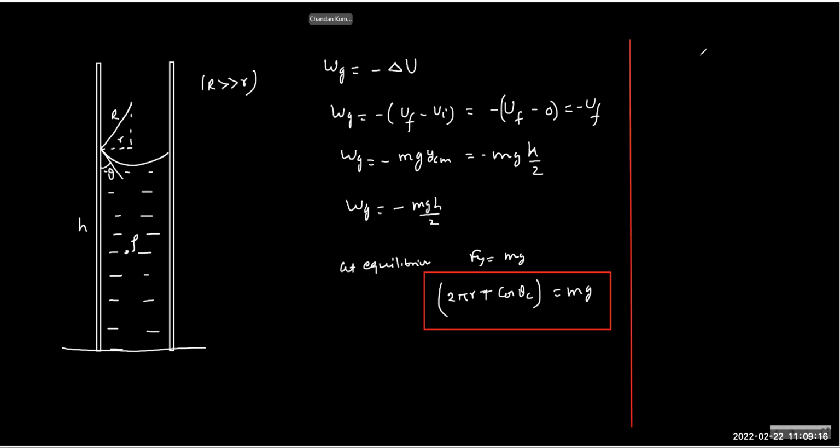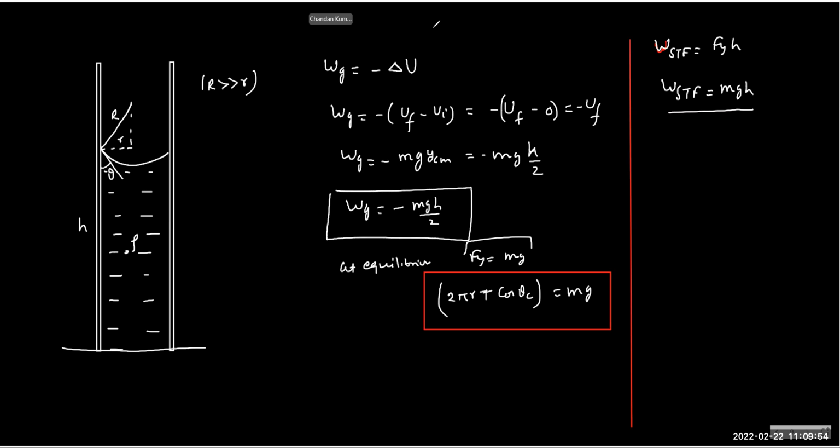So what is the work done by the surface tension force? Work done by Fy, the surface tension force, will be equal to Fy times h. Correct? So work done by surface tension force is Fyh. Fy is mg. It is mgh exactly. So you can see that this much is the work done by surface tension force. This is the positive work. The negative work is mgh by 2 by gravity.